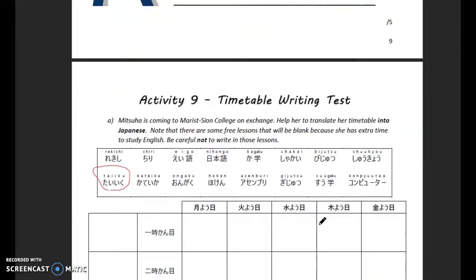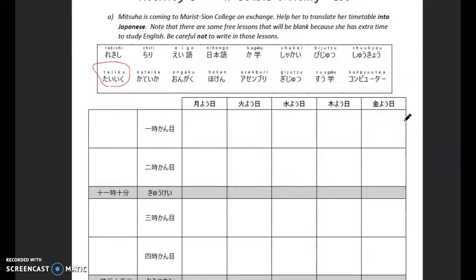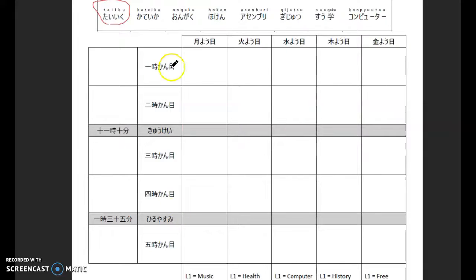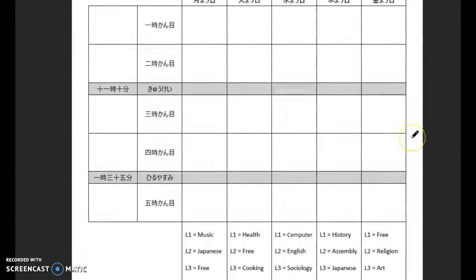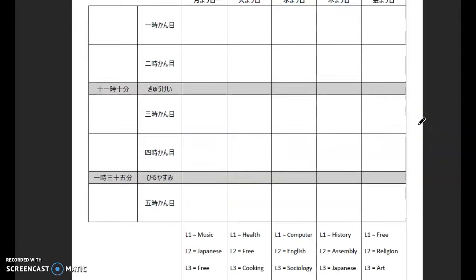Activity 9. So Mitsuha is coming to Mara Scion College on exchange. This is completely made up. Just go with it. Help her to translate her timetable into Japanese. Note that there are some free lessons that will be blank because she has extra time to study English. Be careful not to write in those lessons. So it's all blank here. We've got the lessons and the days, and below we've got the English, and we need to fill out the table so that it's all in Japanese for her.